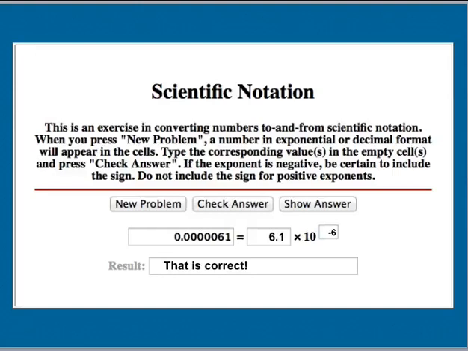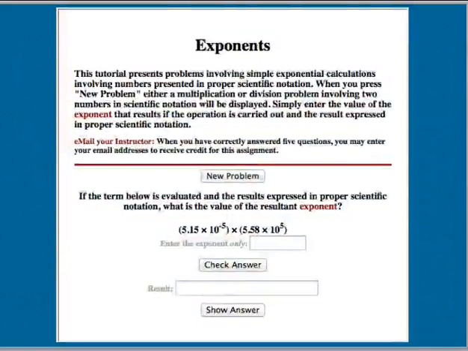Now you may have noticed, in fact I pointed out, on the tutorial page, there's also something called exponents under math review. Let's just look at a couple of those just to make sure that everybody's up to speed handling calculations with exponents, because we do this a lot. The problem is we have 5.15 times 10 to the minus 5th. Going to multiply it by 5.58 times 10 to the 5th.